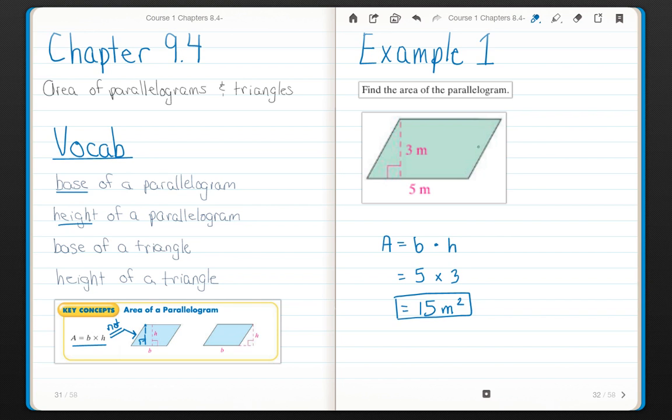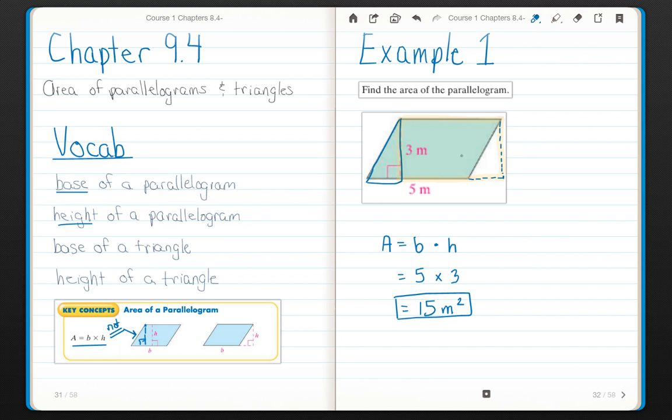All right, now you might ask yourself, well, why does this work? So think if I took this triangle and I cut it off. If I was to cut this off, I could move it over here onto this side, and it would fit perfectly right here. If I looked at my new shape then, my new shape would be a rectangle.